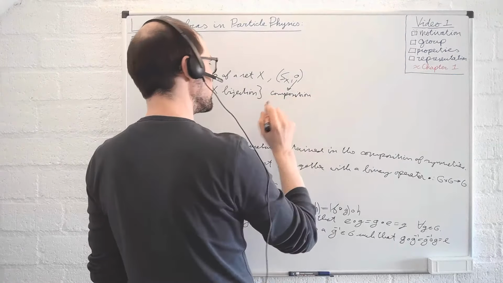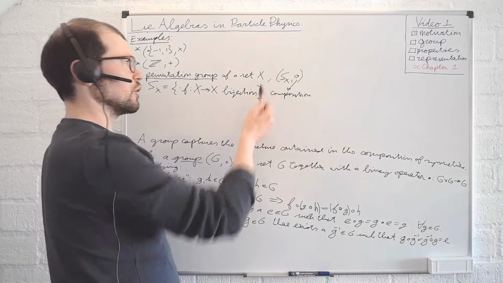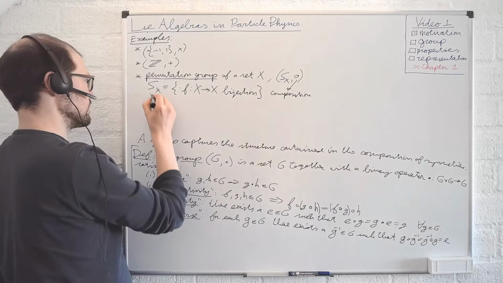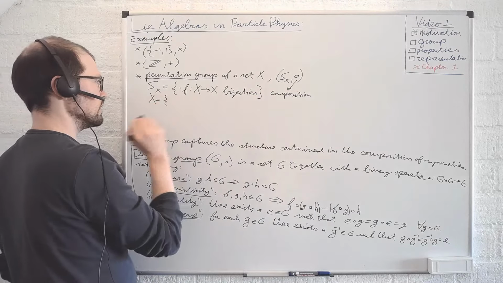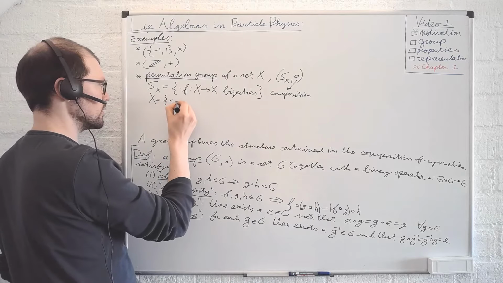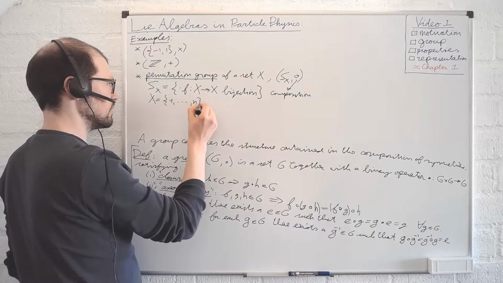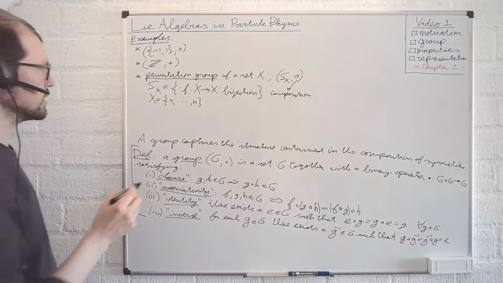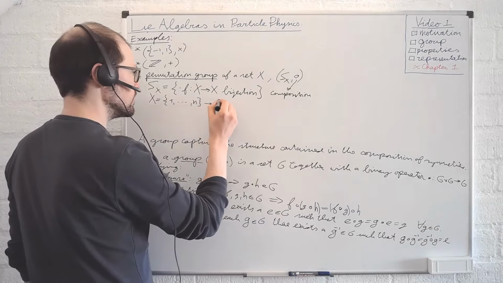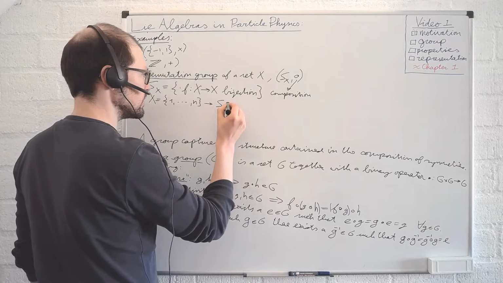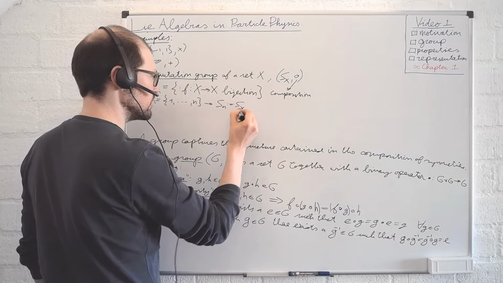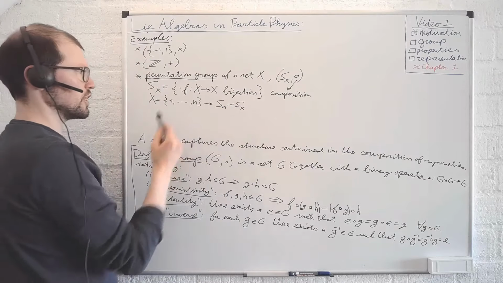Typically we do not look at arbitrary sets. We take, for instance, X to be the set of the integers 1 up to n, and then this group is called S sub n. So S sub n is the permutation group of the first n integers.